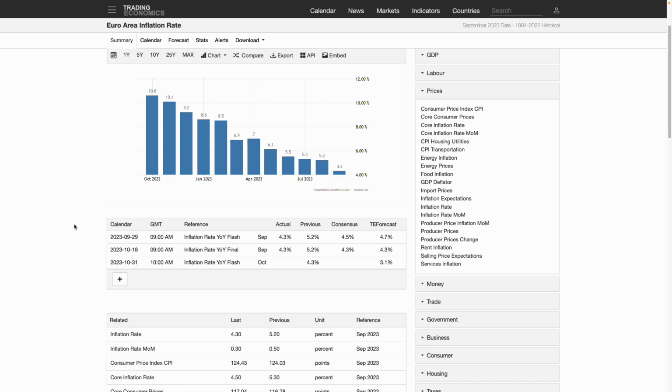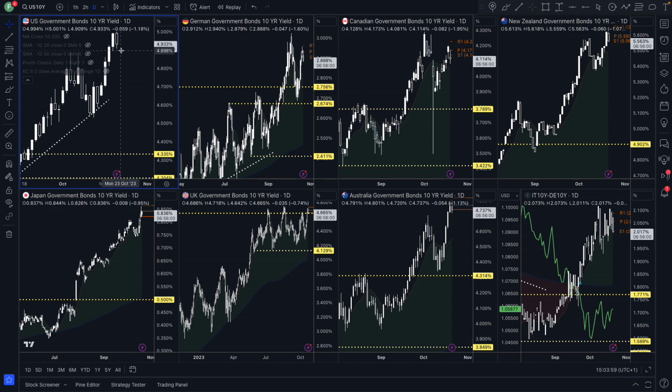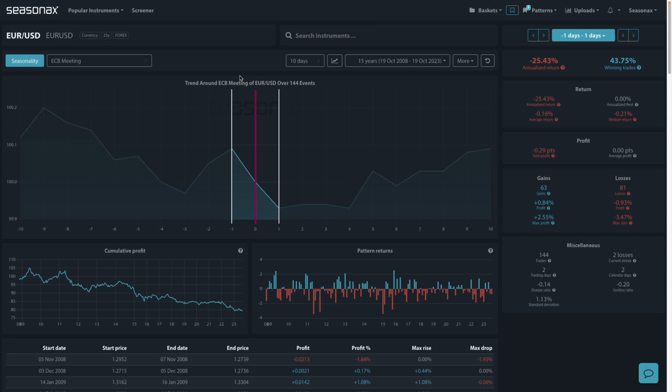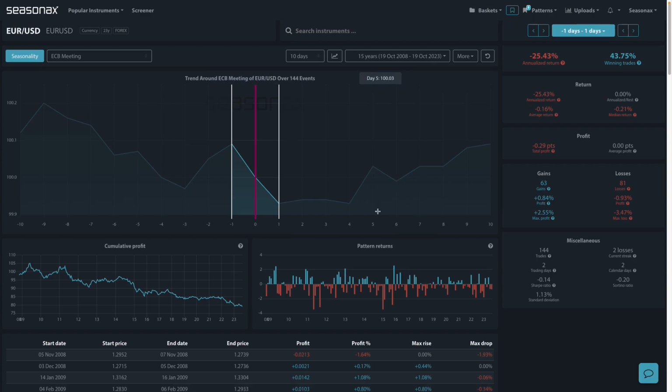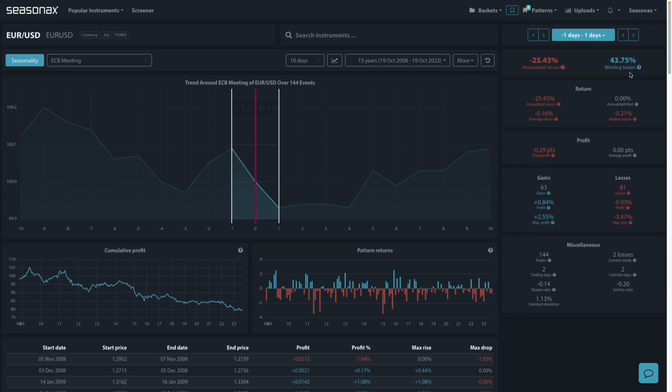However, if the US dollar starts following yields higher, then we could see some Euro-US dollar downside as we move into the ECB rate meeting. Now, the reaction to the ECB meeting in the Euro-US dollar pair is quite noticeable. On the day before and the day after the ECB, we tend to see Euro-US dollar weakness, with the Euro-US dollar weakening over 55% of the time for an average return of 0.16%, but there have been some pretty significant falls as high as 3.47%.